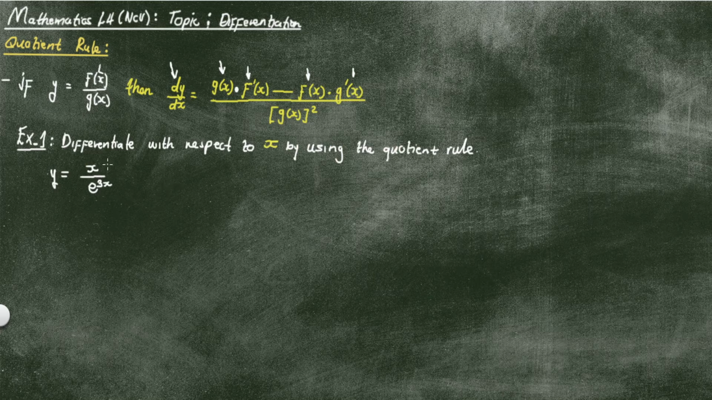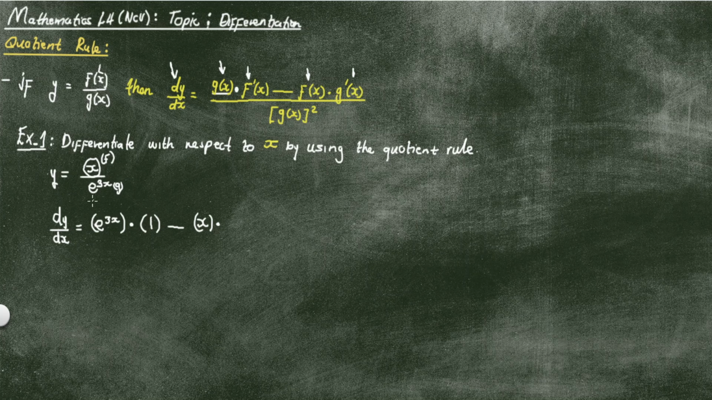In this instance, we have f as x, and then we have g as the exponential function. Now, if we were to get the derivative for this quotient, dy over dx is equal to the g function, which is e raised to exponent 3x, multiplied by the derivative of f. So the derivative of x is just 1, minus f of x, which is x, multiplied by the derivative of the g function.